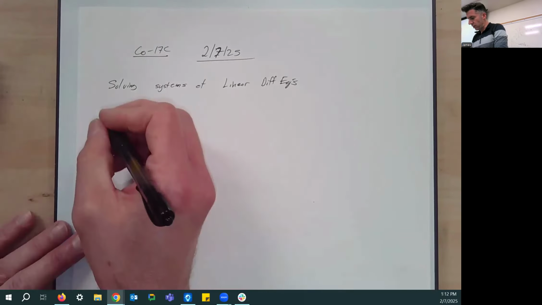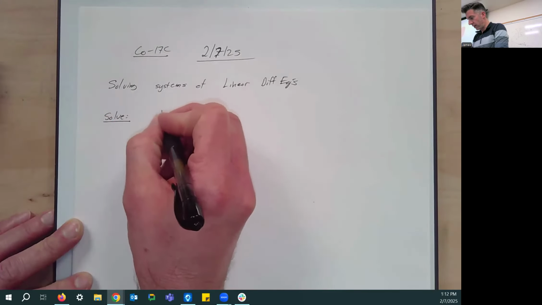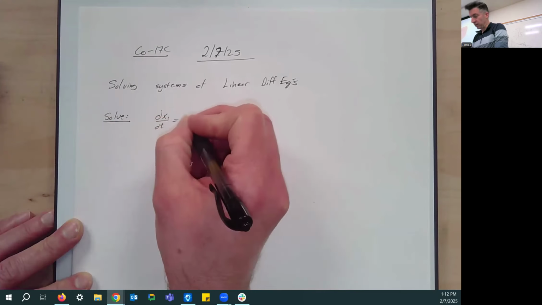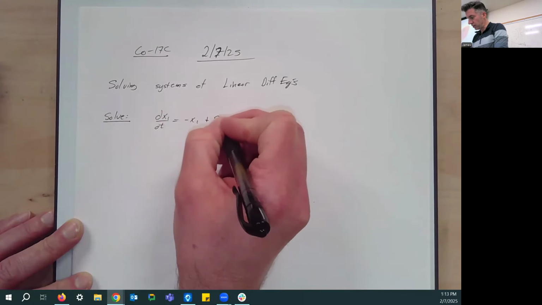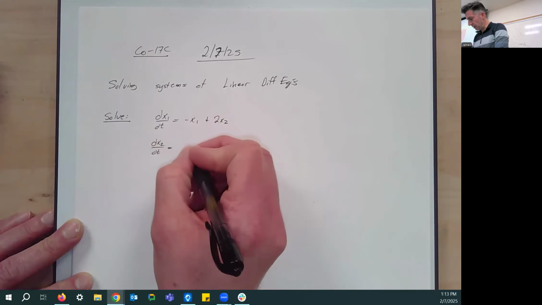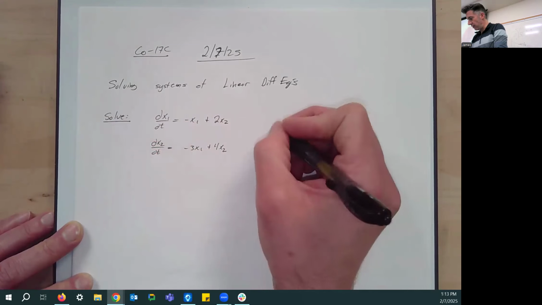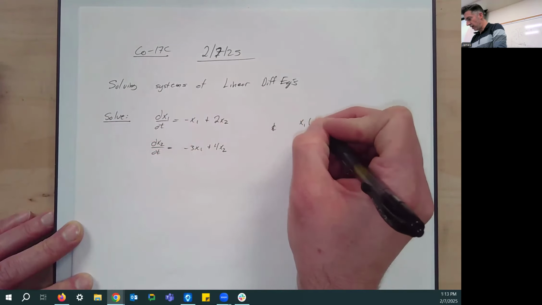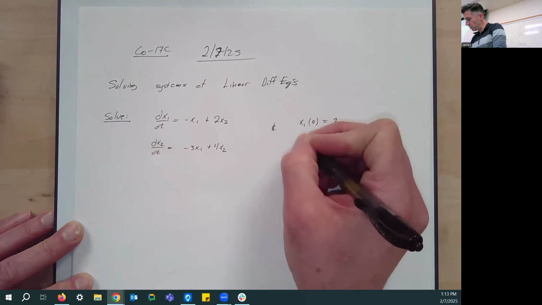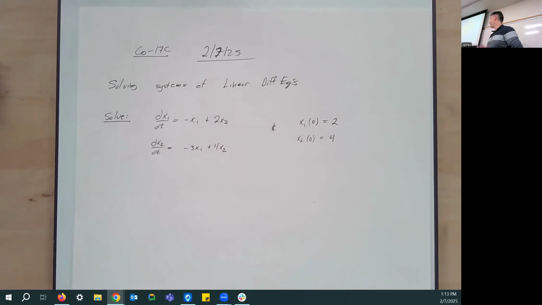So we're going to try to solve the following system, where the derivative of x1 with respect to t is equal to negative x1 plus 2x2. The derivative of x2 with respect to t is equal to negative 3x1 plus 4x2. We're also given the initial conditions that x1 at time 0 is equal to 2, and x2 at time 0 is equal to 4. I'll remind everybody that x1 and x2 are both functions of time, and we're going to find them.